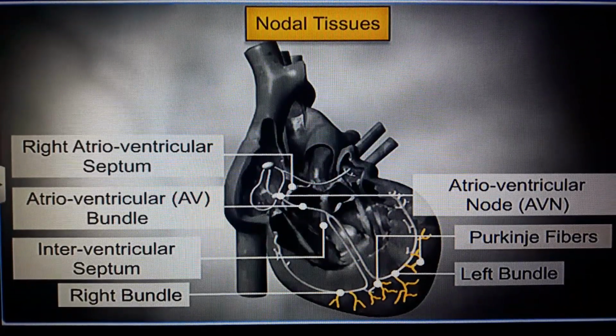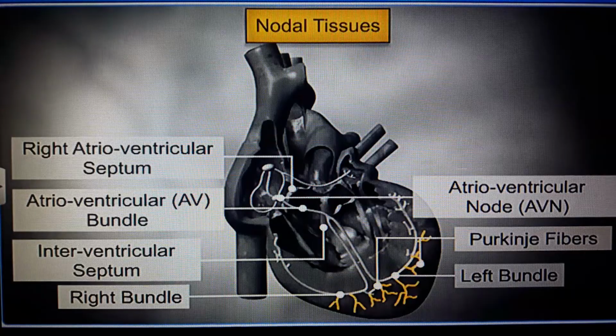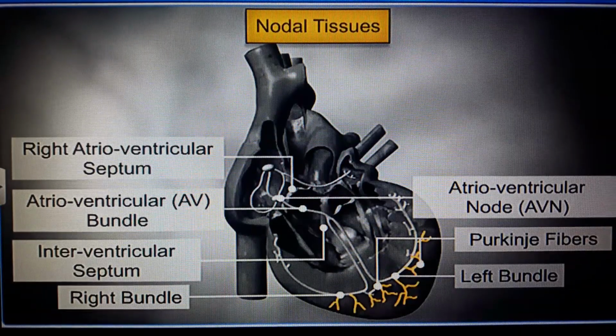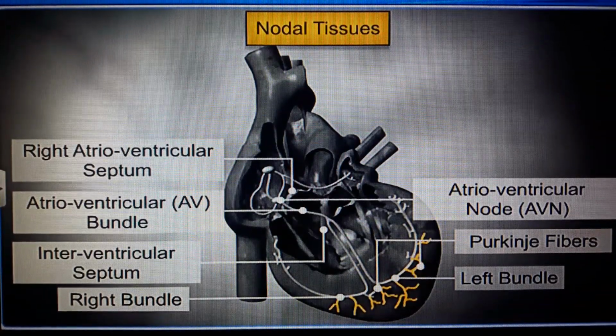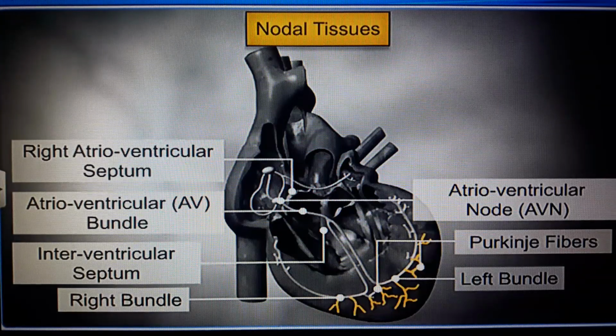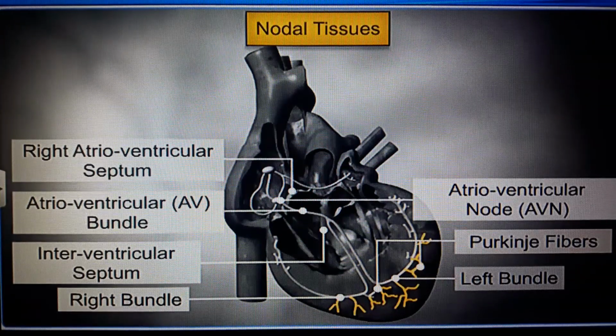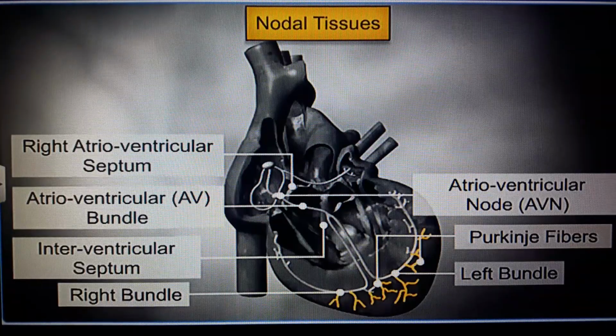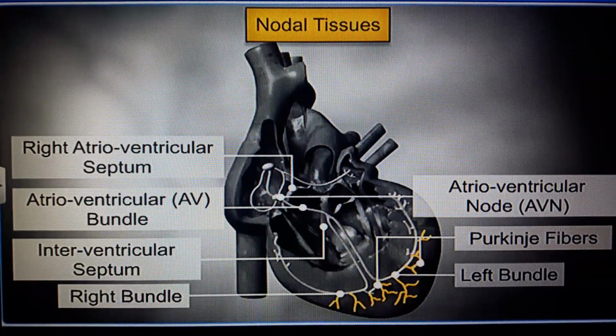Dear students, write down a question here and find out the answer with the help of any resources like NCERT and so forth. The question is this: what are the differences between the SA node and the AV node?